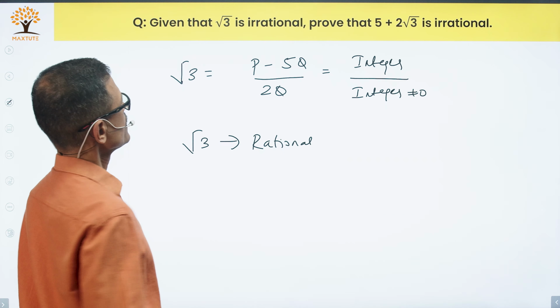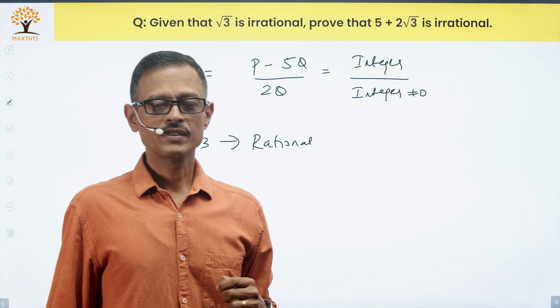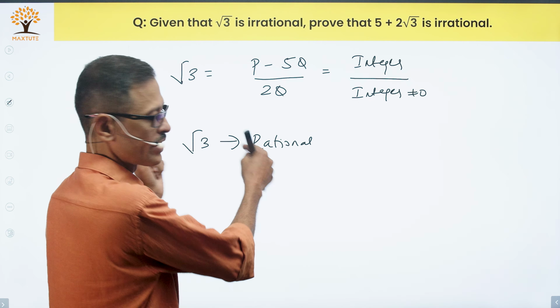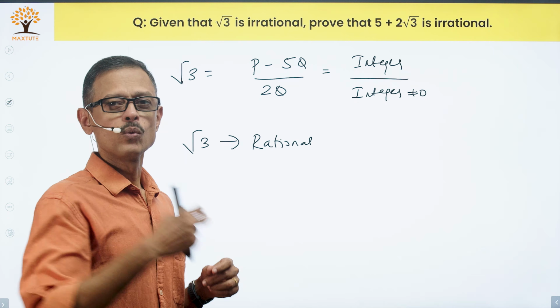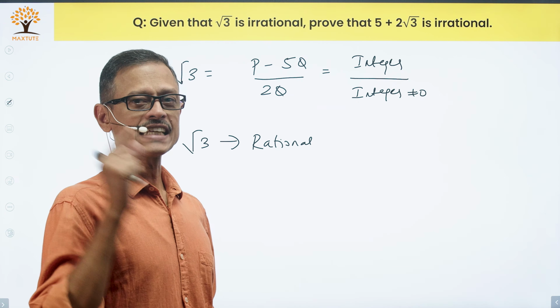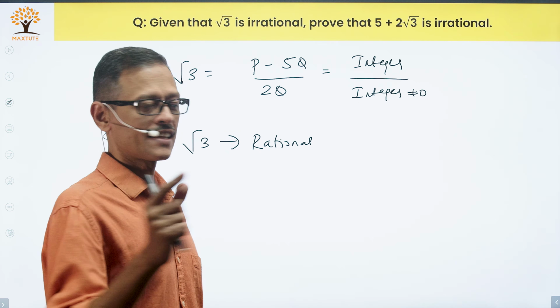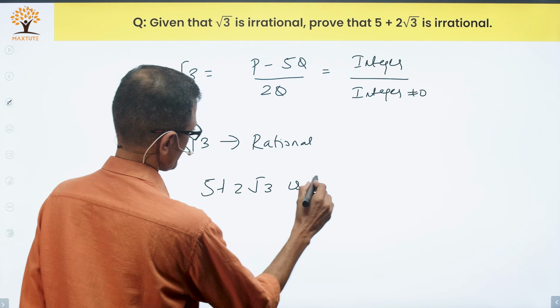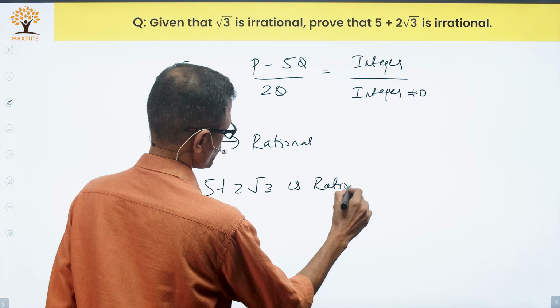But look at it, this contradicts what is given here. It says that root 3 is an irrational number which is known to us. Whereas what have we got? We got root 3 is a rational number. Why is this contradiction happening? This contradiction is happening because of the incorrect assumption that we made. We made an assumption that 5 plus 2 root 3 is rational. So that is why we got this.